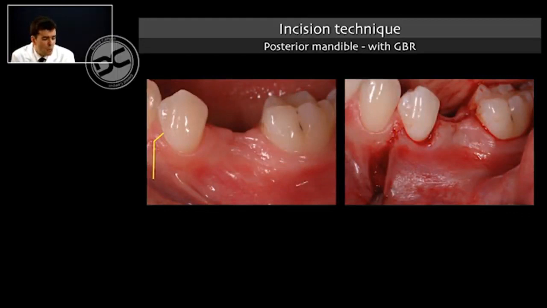Now whenever performing a bone augmentation procedure, it's necessary to place a vertical release incision. In this case, we're in the posterior region. We're going to place the vertical release incision on the mesial aspect to gain a better access to the bony site.